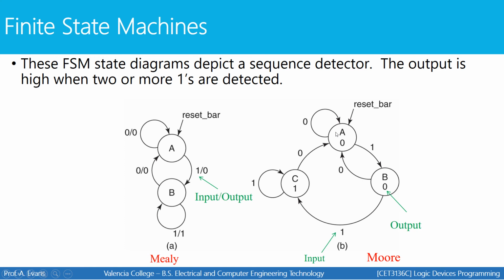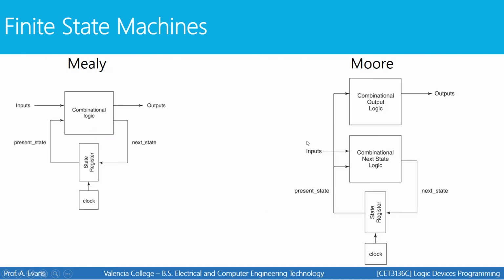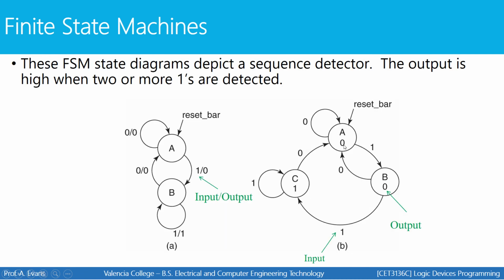With a Moore machine, the output is shown within the state bubble. And the only thing that you see on the arc are the inputs that would cause you to go from one state to another. So remember, the definition of a Moore machine is that the outputs are only a function of its present state. That's why the output is shown within each state bubble. The output is a function of the present state.